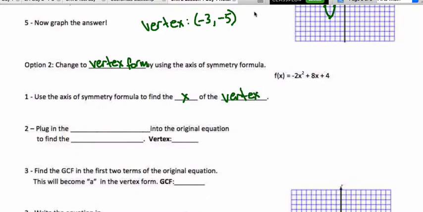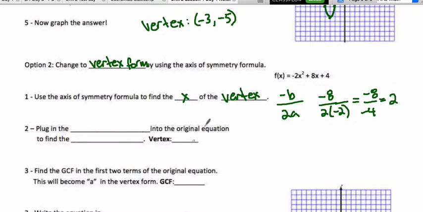Okay, so like I mentioned before, I love completing the square, but if you're more of a formulas person, then maybe this will work out better for you. Okay, so our axis of symmetry formula is this. So now I'm just going to plug in my b. I get -8. And I'm going to divide by 2 times -2, my a, which is right there. And -8 divided by -4 equals a +2. So I found out that the x, and here I'm going to put my vertex here eventually, so I'll go ahead and put the 2 in. The x is 2. So plug in the x of the vertex into the original equation to find the y of the vertex.